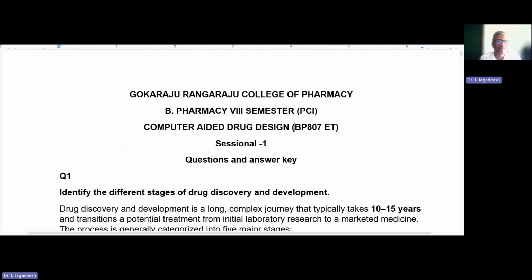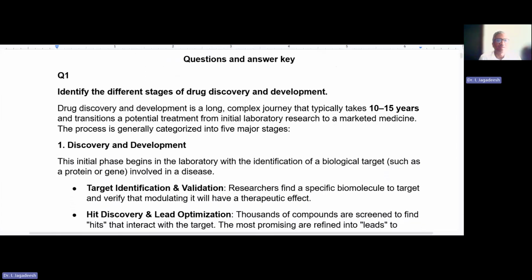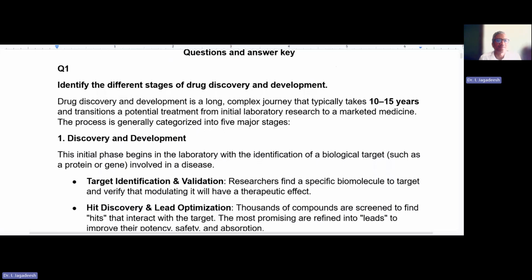This is our strategy. According to the first question given in the first session: identify the different stages of drug discovery and development. This is a 2 marks question. No need to write in depth.